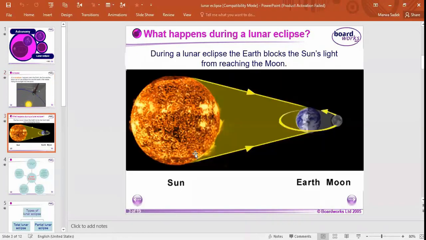Okay, look here. This is the sun, this is the earth, and this is the moon. The earth is in the middle, hiding sunlight from reaching what? From reaching the moon. Okay?